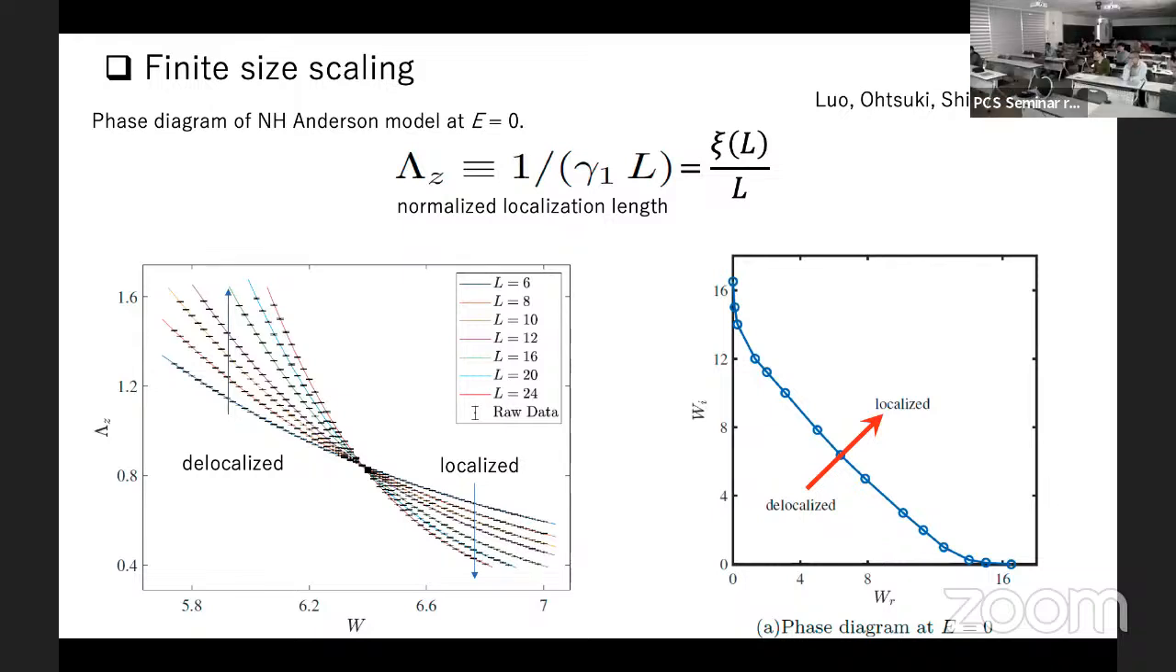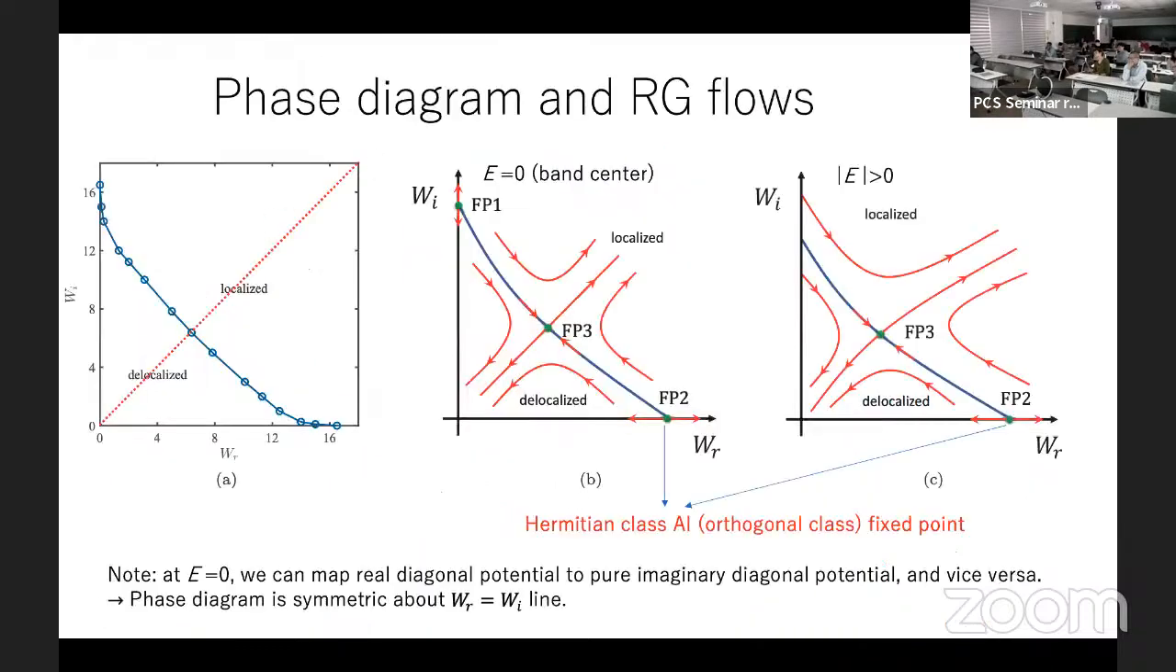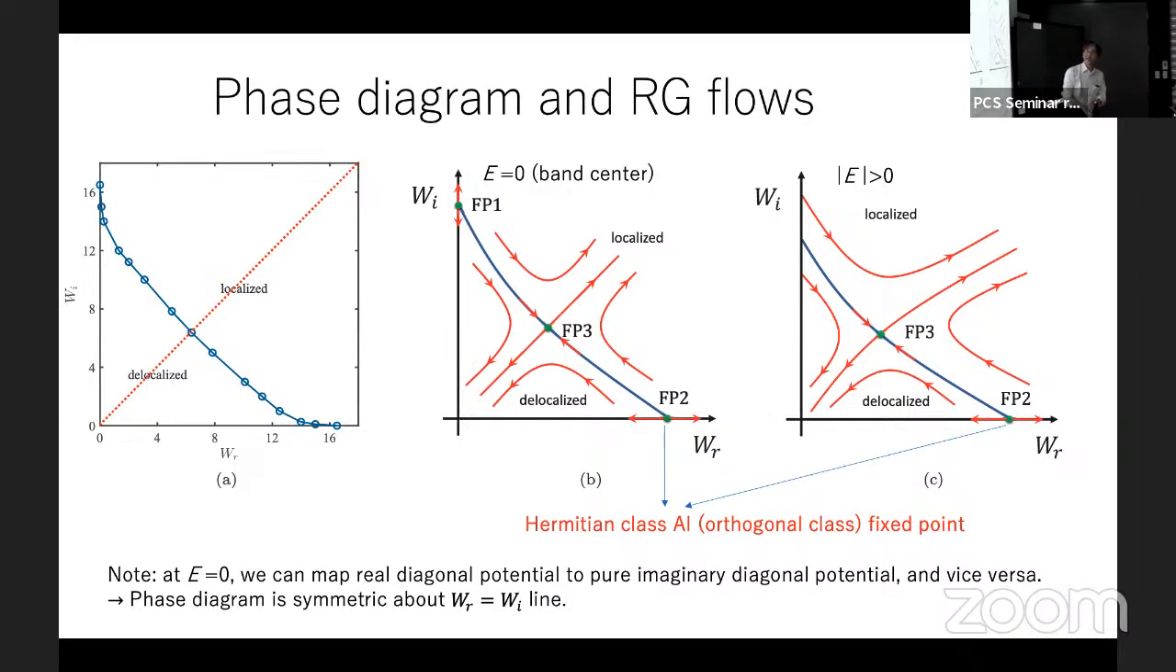The reason why I chose this line is as follows. This is the numerical data, and this is the schematic of the renormalization group flow.